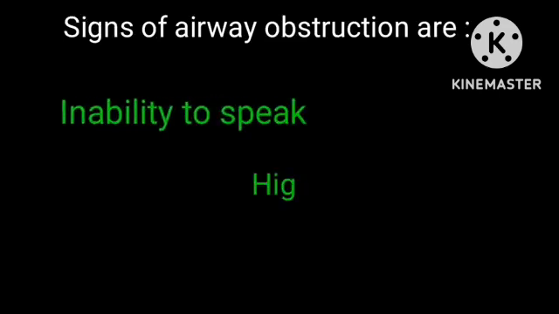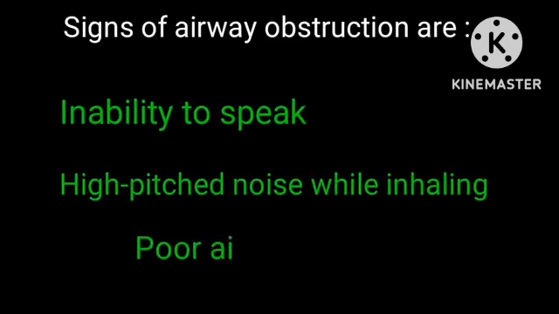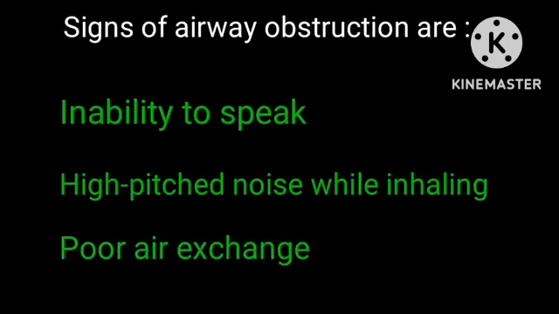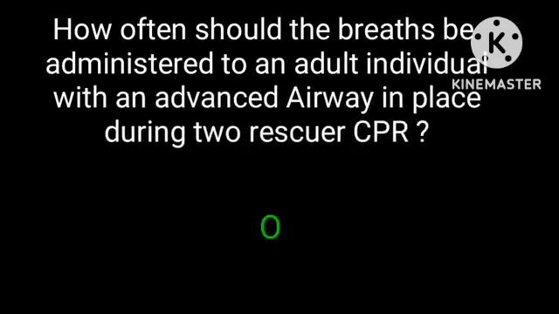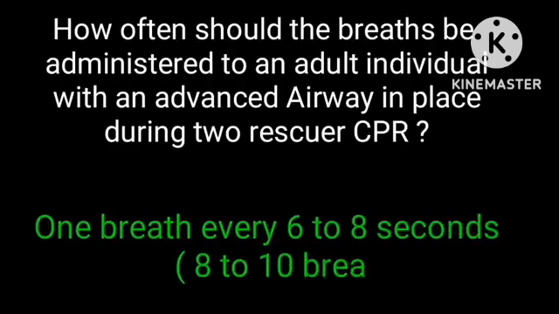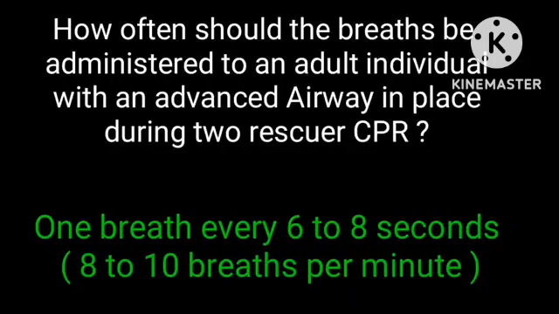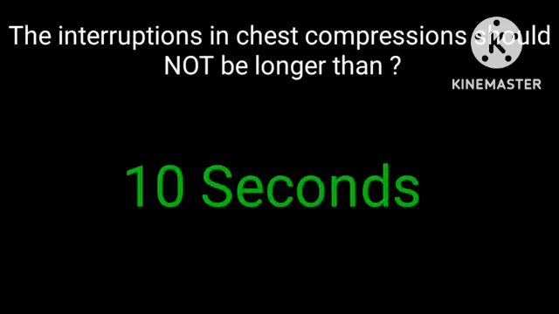Signs of airway obstruction are inability to speak, high-pitched noise while inhaling, poor air exchange. How often should the breaths be administered to an adult individual with an advanced airway in place during 2 rescuer CPR? 1 breath every 6 to 8 seconds, that is 8 to 10 breaths per minute. The interruptions in chest compressions should not be longer than 10 seconds.